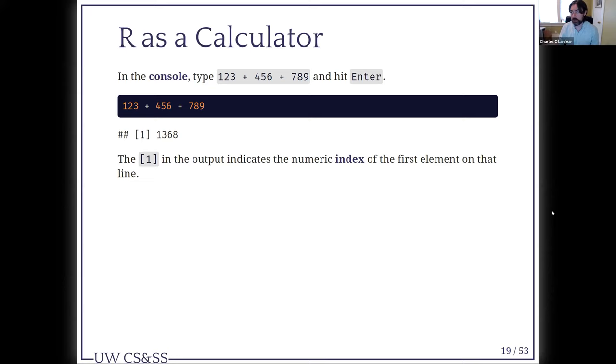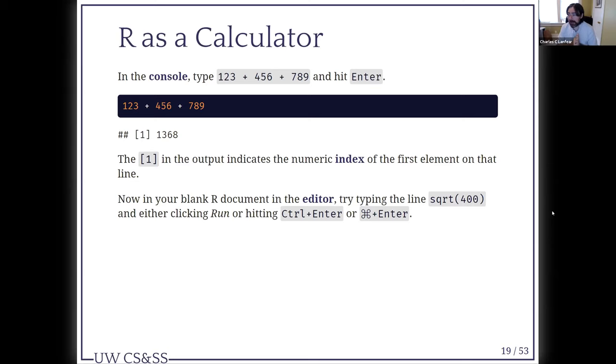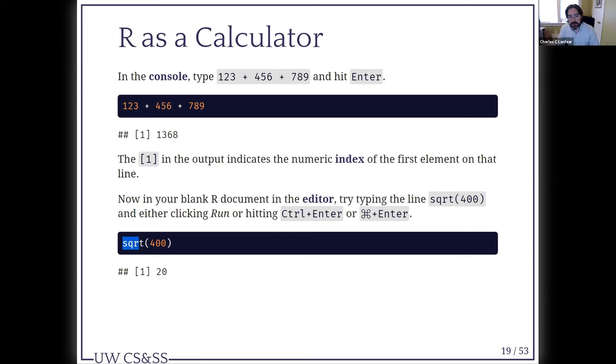Okay, so that's it. In your blank R document that you've created, that is your editor script file, try typing this line, SQRT, parentheses 400, and then either click run or hit control enter on that line and see what you get. Okay, you ought to see something that looks like this. It should run SQRT 400 and it should spit in your console an output of 20. So what does SQRT do? Yeah, it's a square root, right? 20 times 20 is 400, okay? SQRT, it's at least an intuitively named function.